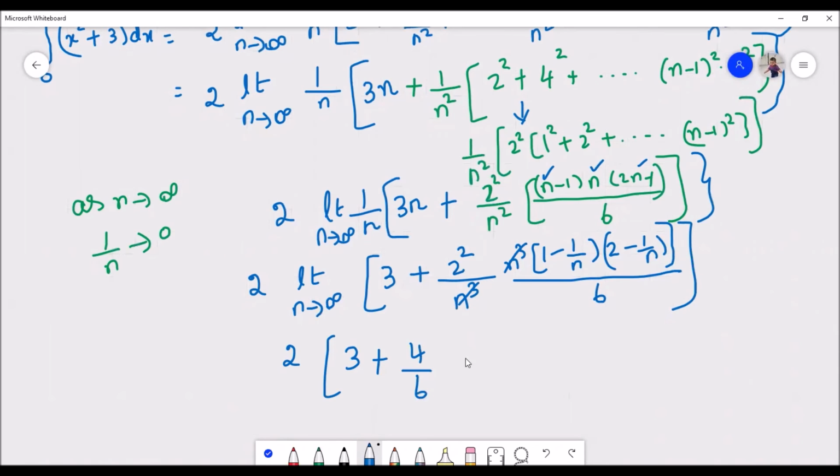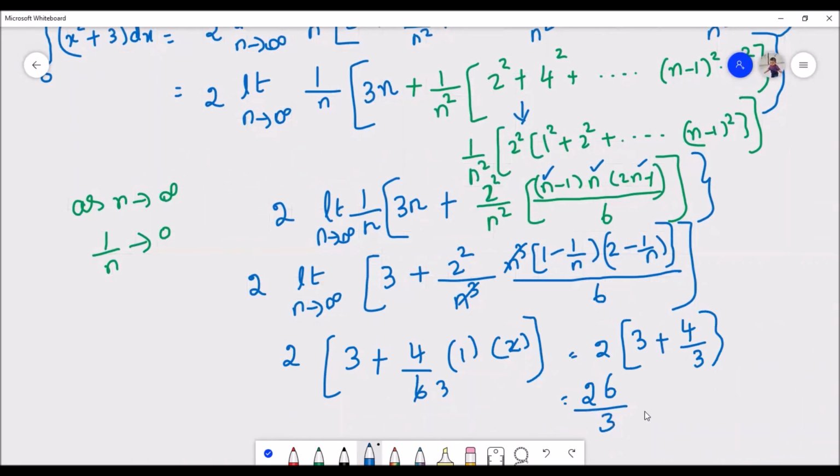Let me take this 6 into this. As n approaches infinity, 1 by n approaches 0 here, so it's only 1 multiplied by, again this part also becomes 0, 2. So we just have to simplify this part. This is nothing but 2 times, I can cancel, just 3 times, so 2 times 3 plus 4 by 3, which equals 9 plus 4, 13 by 3. Your final answer is 26 divided by 3.